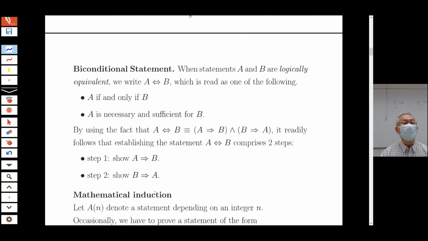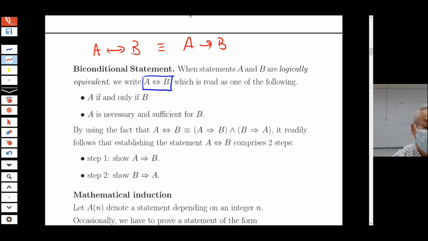Then we have the biconditional statement. As you can guess, it involves two conditions. This is about the equivalence of two statements. Here we use the left and right arrow, so we write A left-right arrow B, and we read it as A if and only if B, or A is necessary and sufficient for B. So the two statements are logically equivalent. When we say logically equivalent, that means A is equivalent to B.